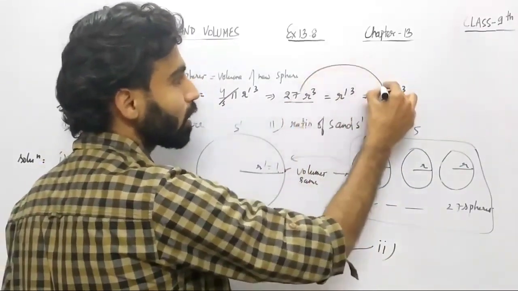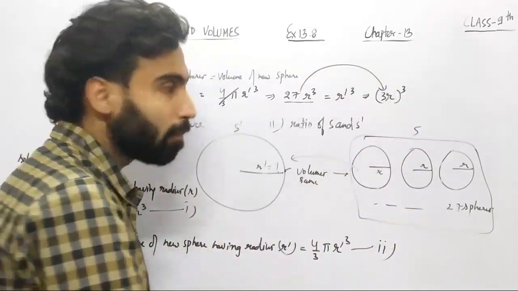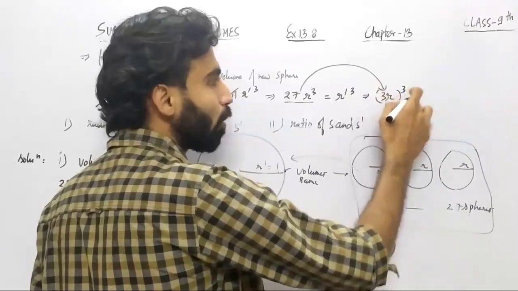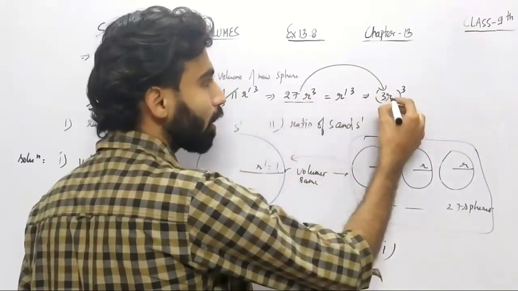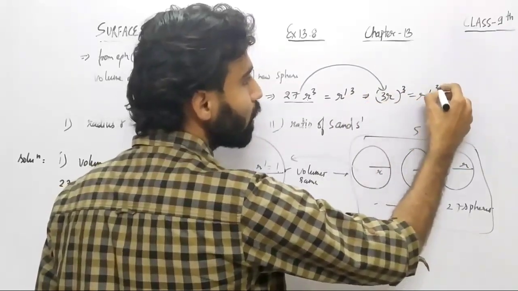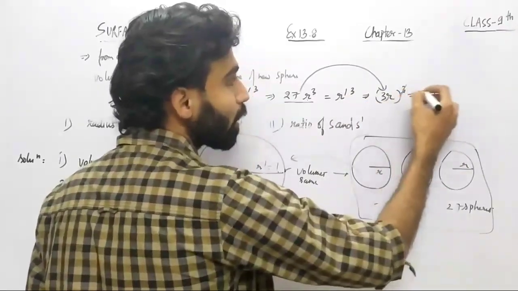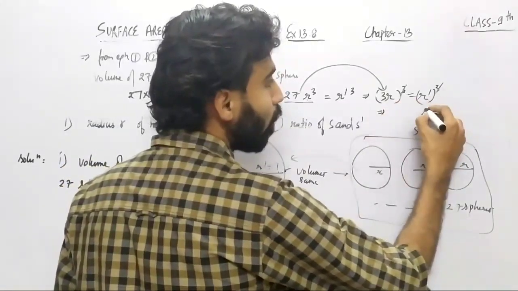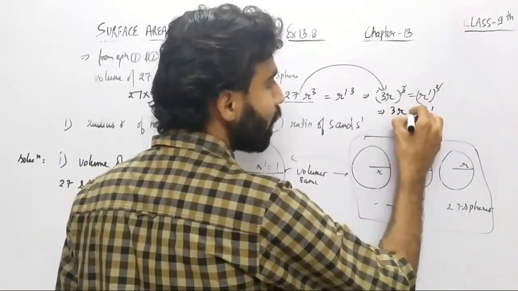So I can write it this way, you can see. So I wrote 27 r cube as 3r whole cube, right? So the cube of 3 is 27 and the cube of r is r cube. So now further equal to, you can see r dash cube, right? So now the cube cancels out. So this will give me, you can see, the value of r dash as 3r, right?